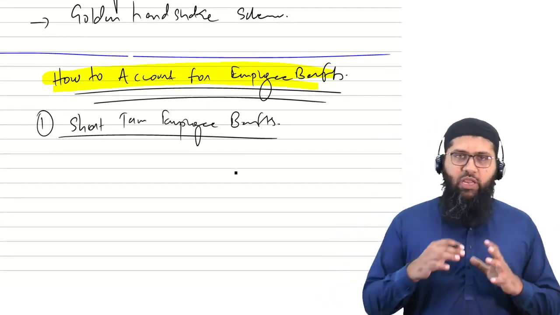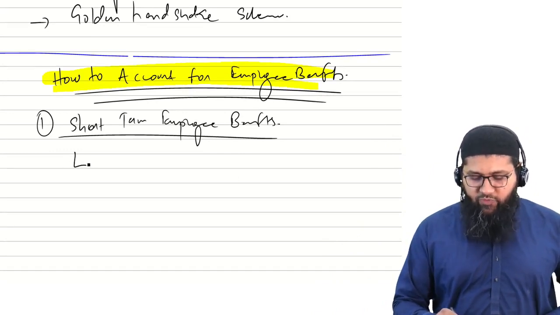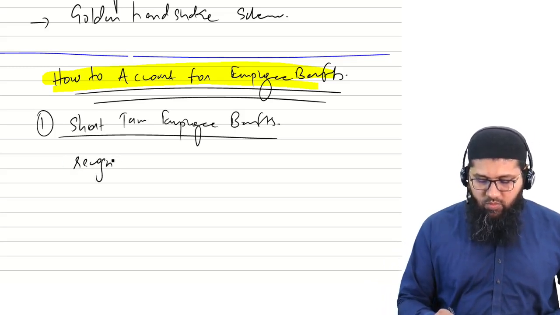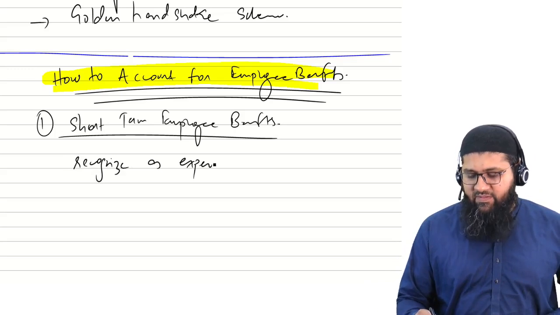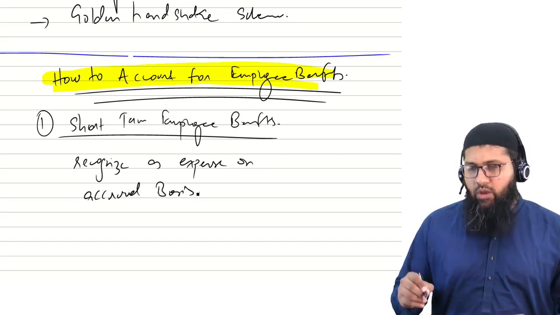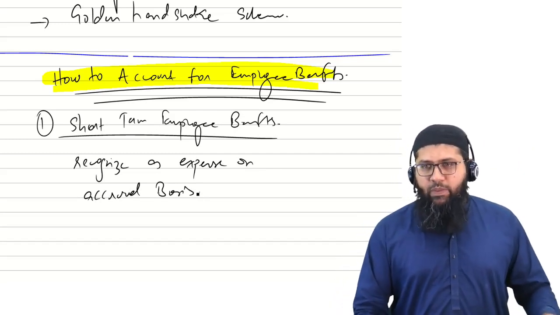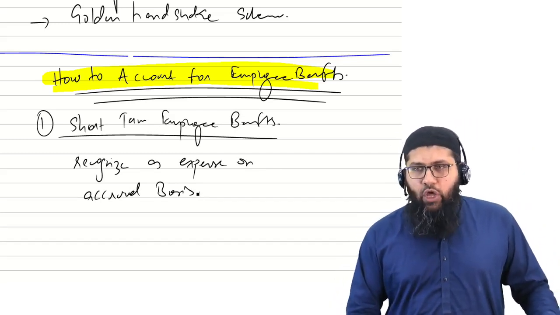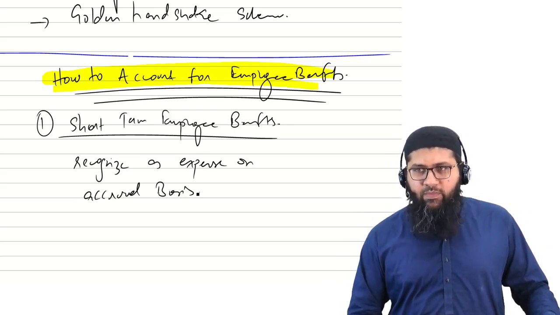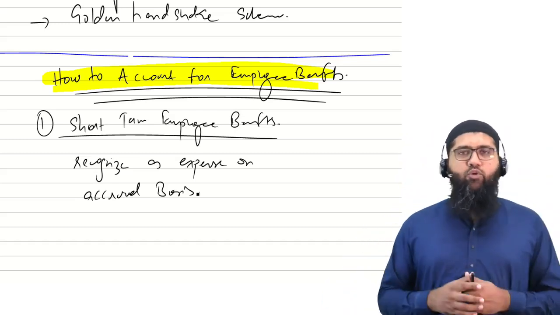Generally, when we talk about short-term employee benefits, always remember that short-term employee benefits are going to be recognized as expense on an accrual basis. Now, a lot of you would realize that when we talk about recognized as expense on an accrual basis, what exactly do we mean by this?